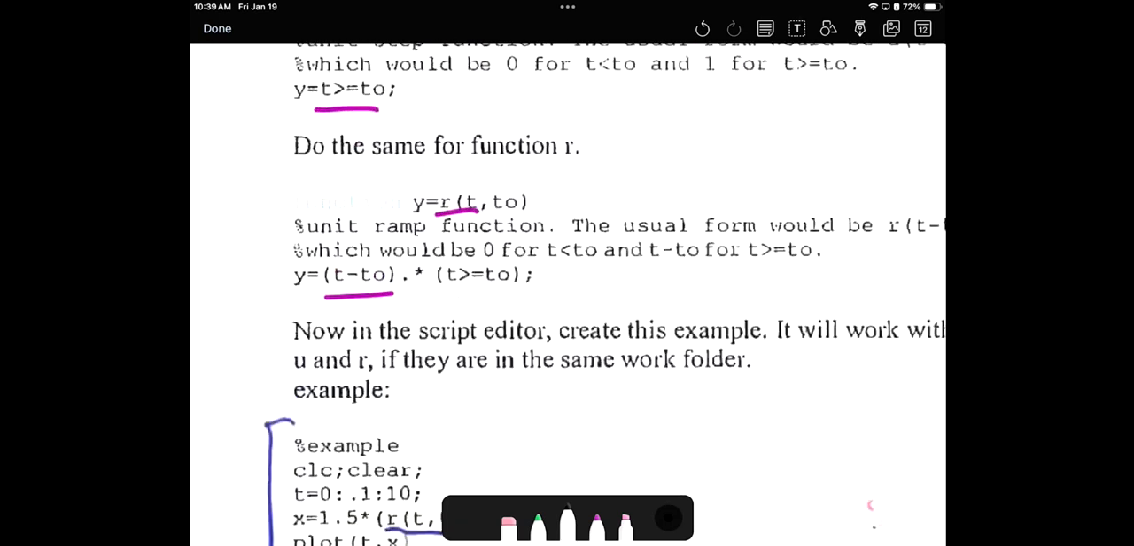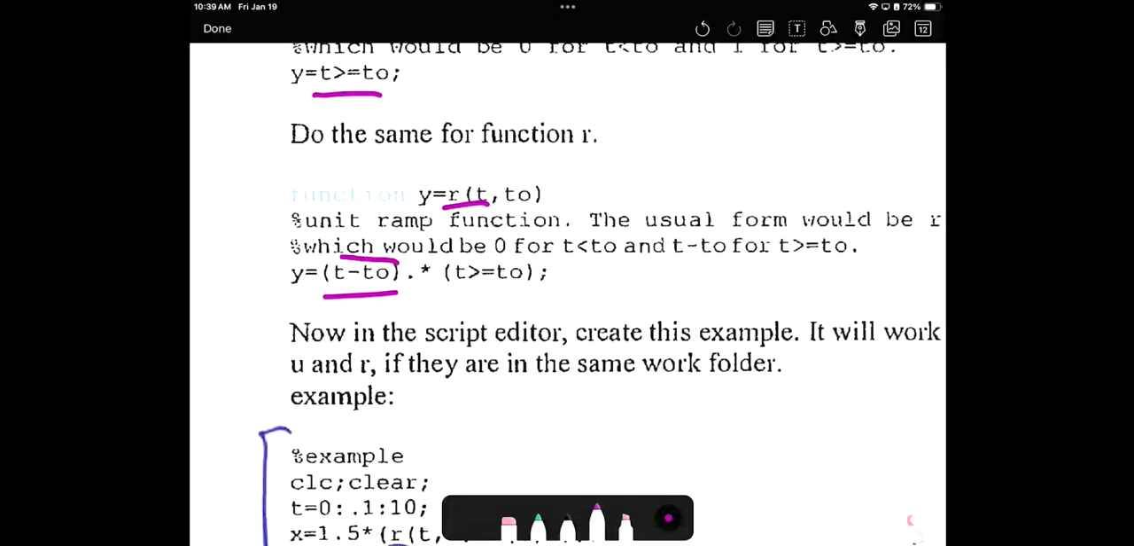And then here, t minus t0 times t larger than t0. And keep in mind, we use this product. There's a dot, then there's multiplication. This means if your input data is a matrix, then you are multiplying elements by elements. So whenever you see dots, this dot means this multiplication is not a matrix multiplication, but it is element by element multiplication. This is just MATLAB.